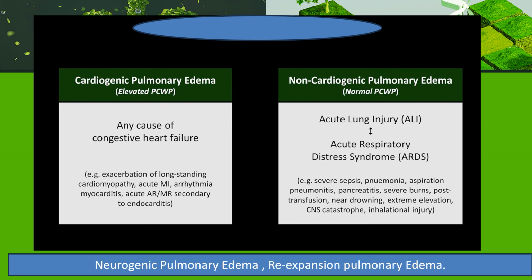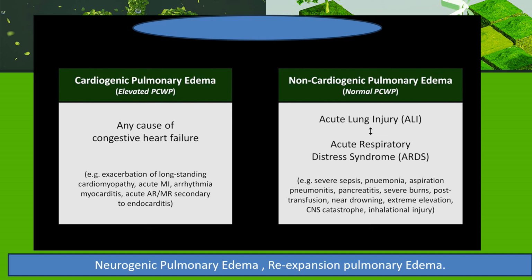The term pulmonary edema is not only related to cardiac condition, but is actually divided into cardiogenic pulmonary edema and non-cardiogenic pulmonary edema. Cardiogenic pulmonary edema results from conditions affecting the heart, which lead to congestive heart failure and pulmonary edema with elevated pulmonary capillary wedge pressure, while non-cardiogenic pulmonary edema results from systemic conditions and lung conditions severe enough to cause acute lung injury, resulting in acute respiratory distress syndrome, which leads to non-cardiogenic pulmonary edema.